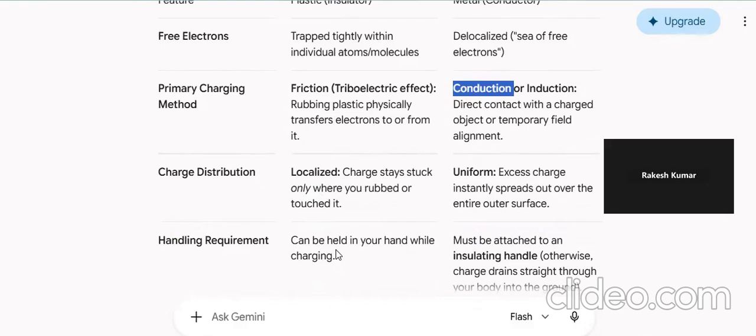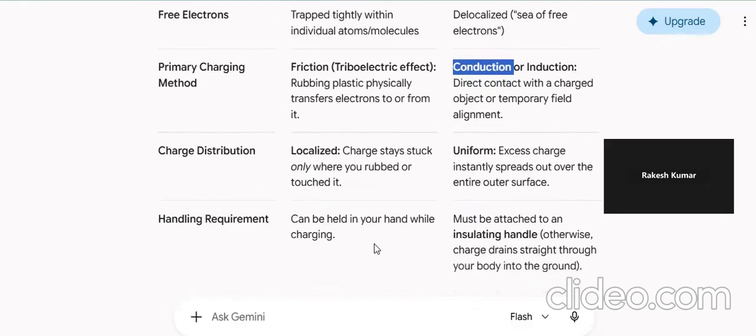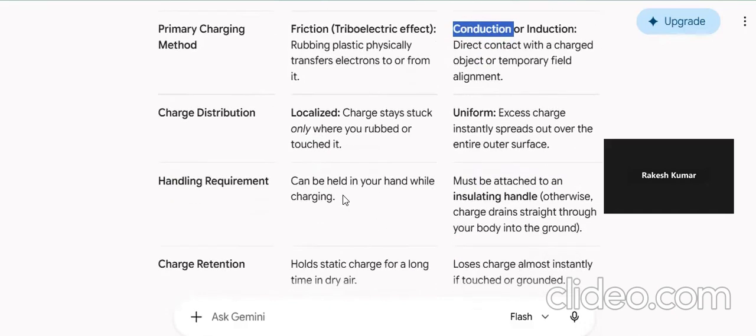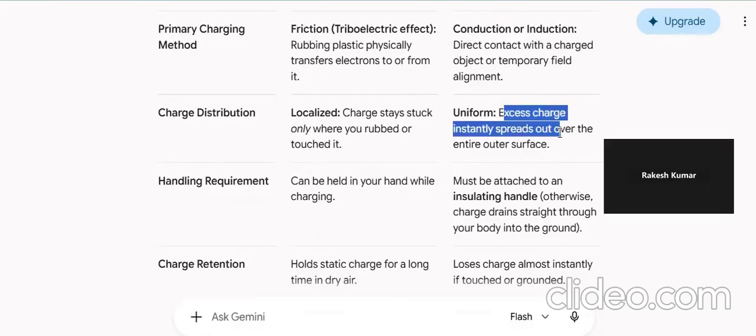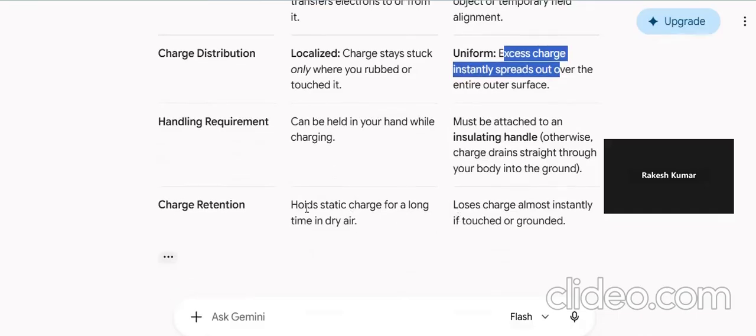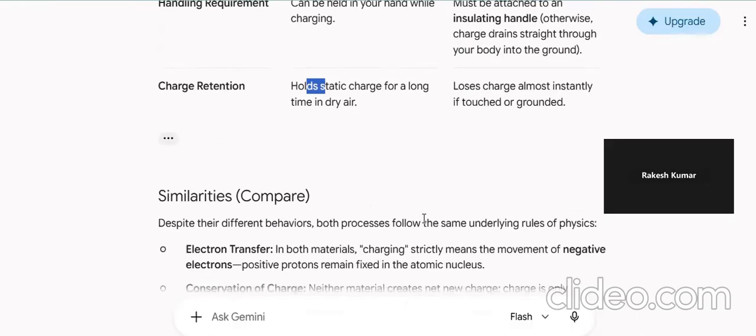So even if you hold this in your hand, nothing will happen. The charge won't be lost, and you can easily charge it. But if you hold this, charges will go straight through your body. Here, the charge stays localized, fixed at a point. Here, it will just spread because the free electrons can move around, and this will hold charge for some time. This will lose charge instantaneously. Of course, it has to be dry air.